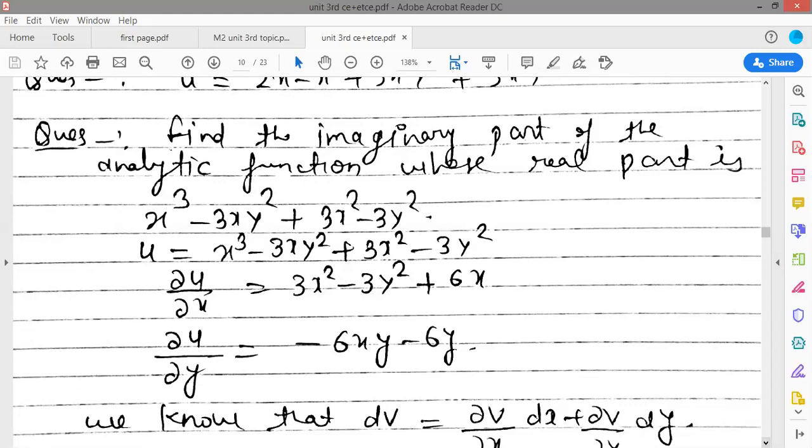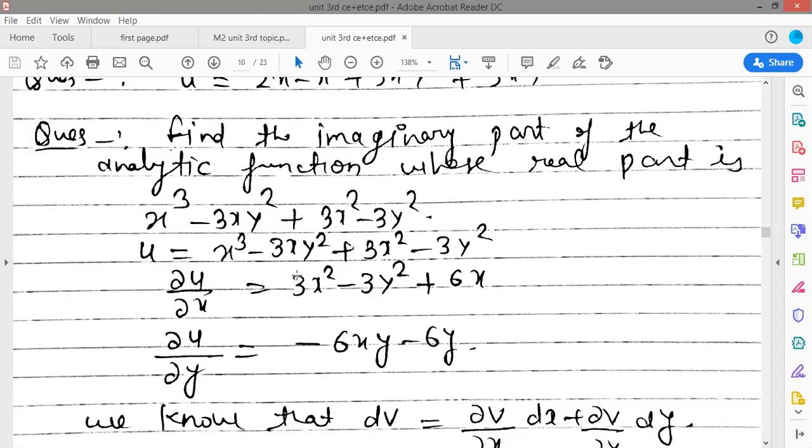In f(z), one part is real and another part is imaginary. The u is real, the iota part is always the imaginary part, so v is your imaginary part. So u is given, and now we need to find the imaginary part, that means we are finding v. So we will use the Cauchy-Riemann equations to find our imaginary part. For the Cauchy-Riemann equations, we need to find all our partial derivatives.